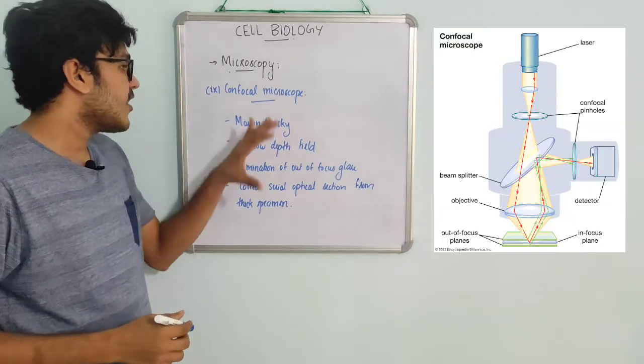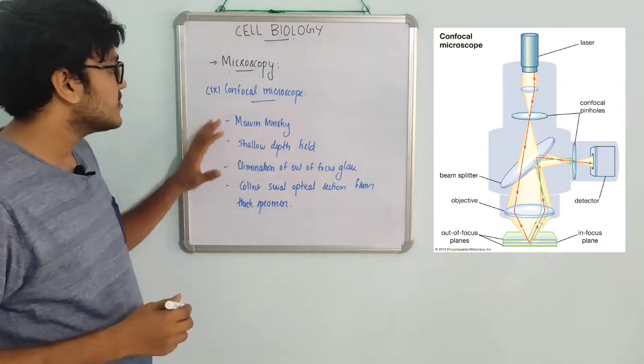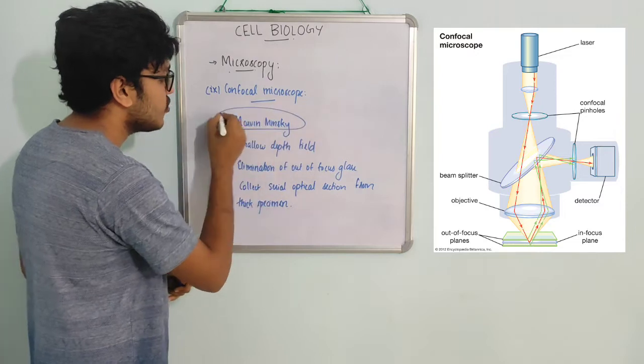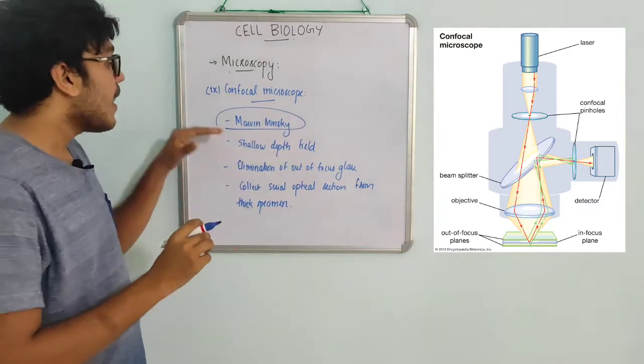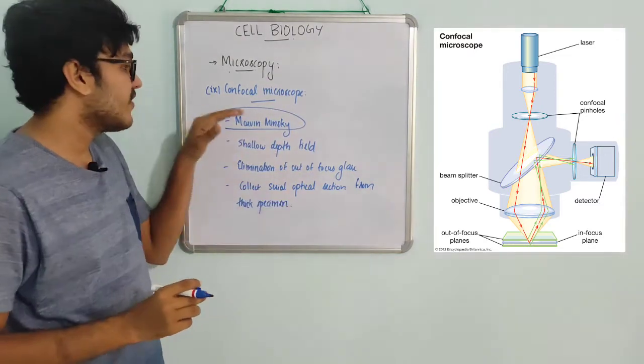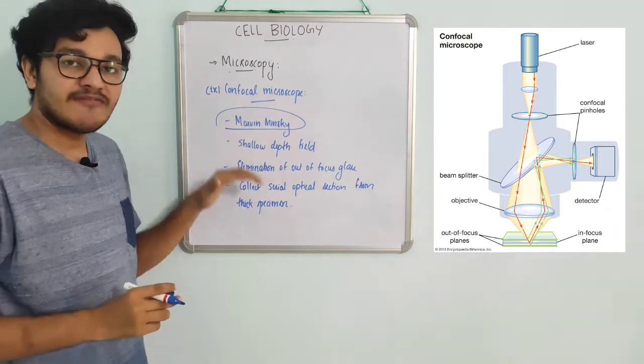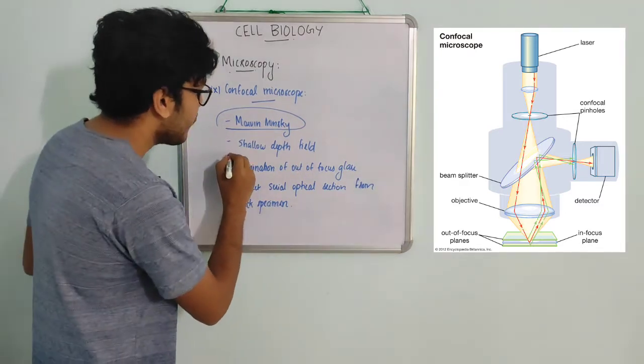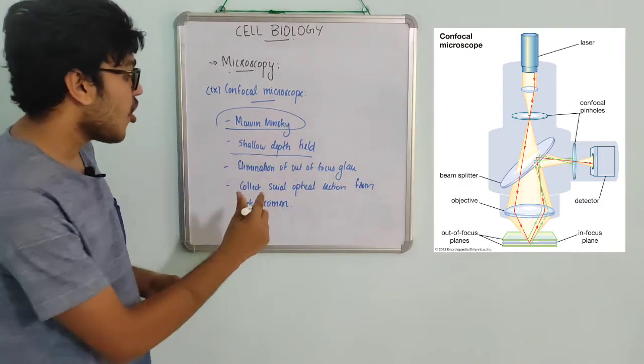Okay, and the final one is the confocal microscope. The scientist who developed the confocal microscope is Marvin Minsky. So the name should not be forgotten; it should be noted down. Marvin Minsky is the person who developed the confocal microscope. Now the advantage of the confocal microscope when compared to a normal microscope is that it has a shallow depth of field and the elimination of out-of-focus glare.